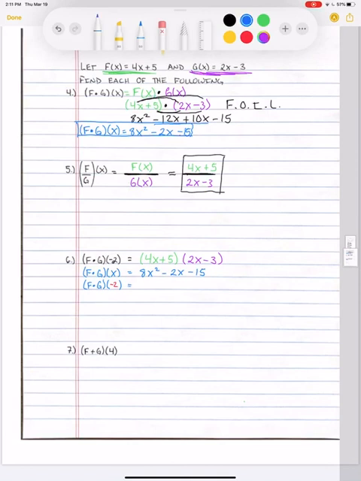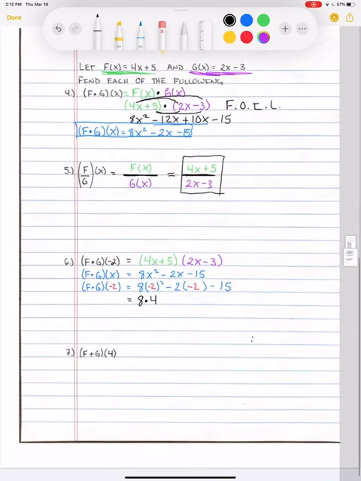Every time I see an x, I'm going to put a set of parentheses. And I'm going to plug in my -2. And then I'm going to simplify. So I have 8 times -2 squared is 4. Okay, -2 times -2 is 4. I'm subtracting -2 times -2. -2 times -2 is a positive 4. And then I have that -15.